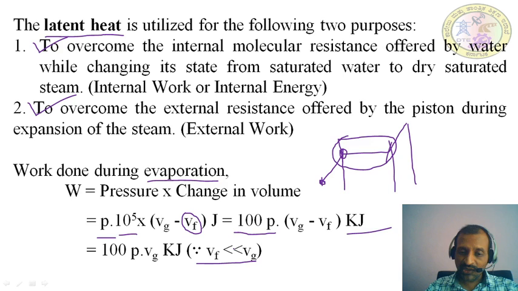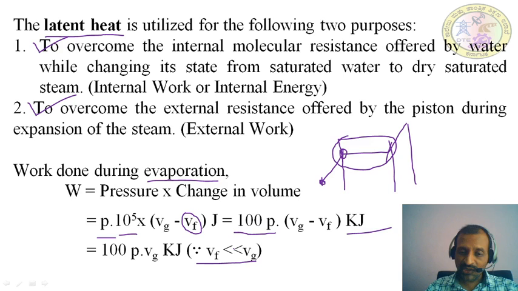So that total work, if you calculate, then work done while forming superheated steam is equal to work done during evaporation plus work done during superheating. That is given by 100p into Vg. This is work done during evaporation. Then 100p (Vsup minus Vg). This is work done during superheated steam. So that is equal to 100p Vsup. This is in kilojoules. So this is the overall work done during the steam formation.